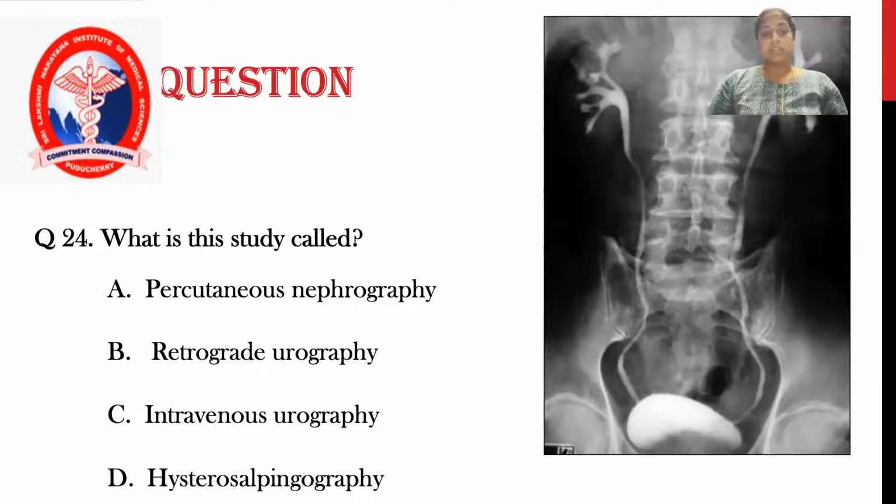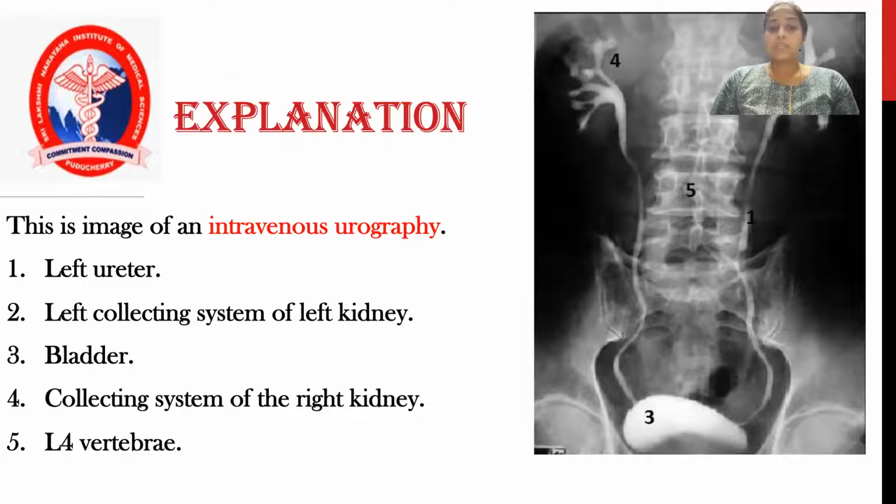So what is this study? Is it percutaneous nephrography, retrograde urography, intravenous urography, or hysterosalpingography? Now, since we have already done hysterosalpingography, we can rule that out. So this is an image of intravenous urography. So yes, as we all marked it, one is the left ureter, two is the left collecting system of the kidney, three is the bladder, four the collecting system of the right kidney, five is the L4 level vertebra.